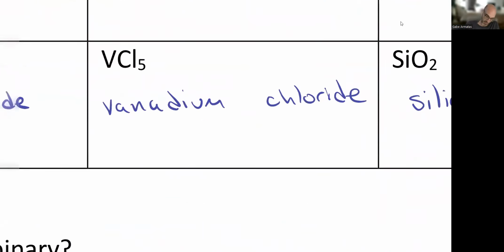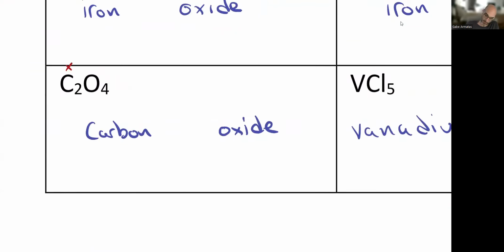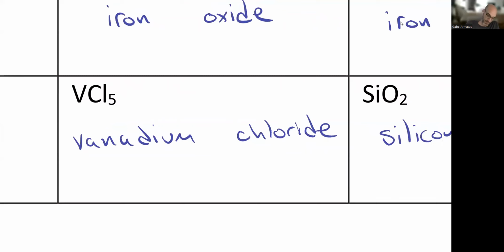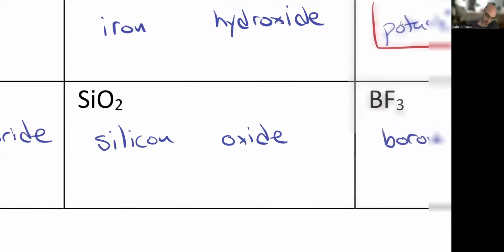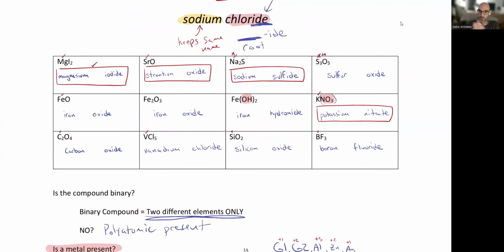Next up, carbon oxide. Carbon is not a metal, so we have a special naming system we're going to talk about later. Vanadium is a metal, but it is not in group 1, 2, or that staircase. So that one needs a special naming system. Silicon is a semi-metal, but it is not a metal, so it's going to use the other naming system. Same thing with boron. So we have named everything that has been boxed so far.